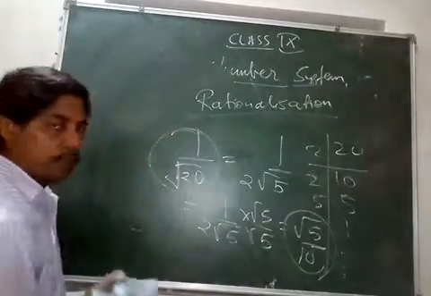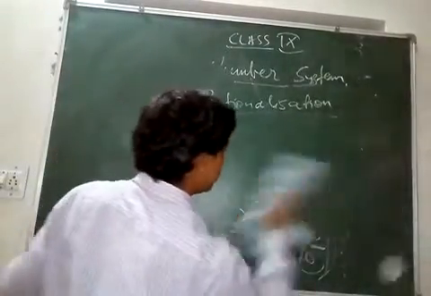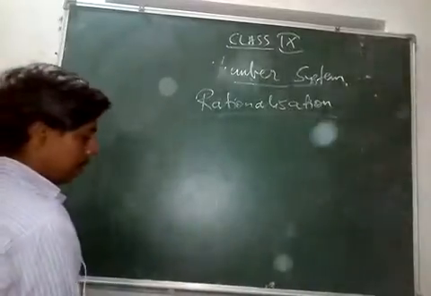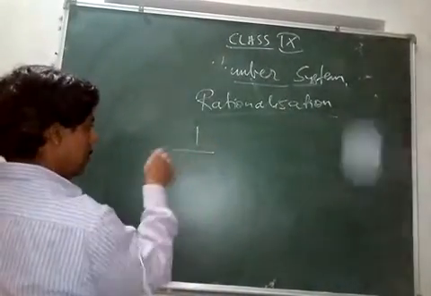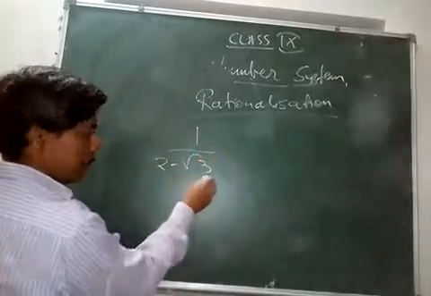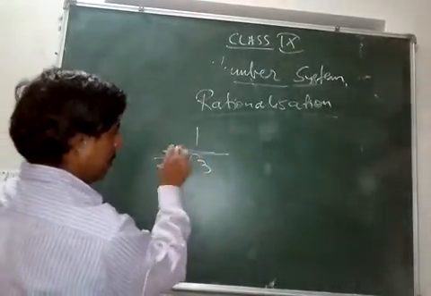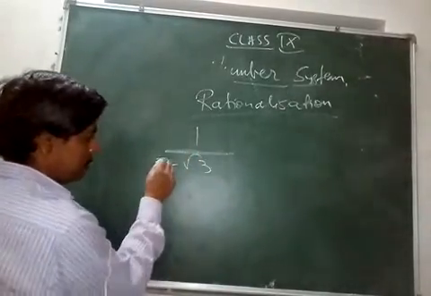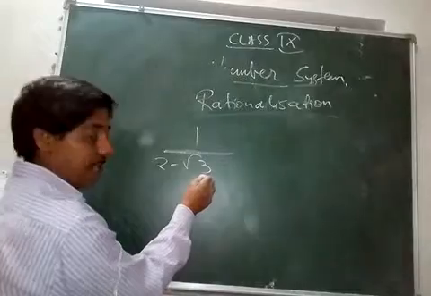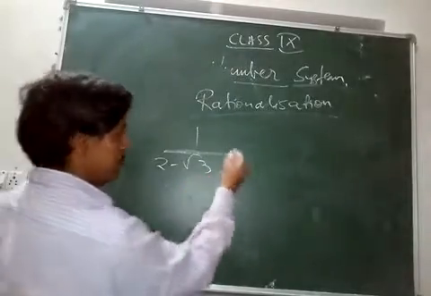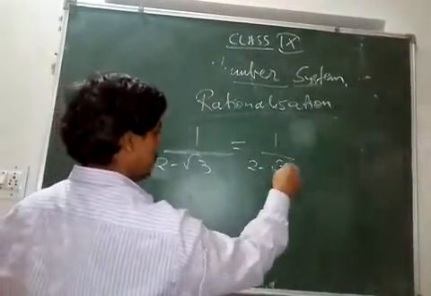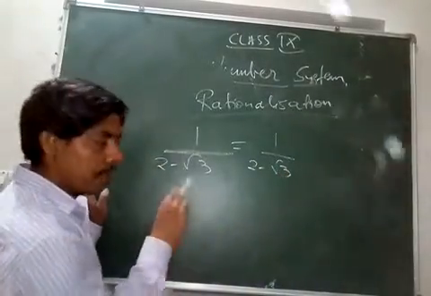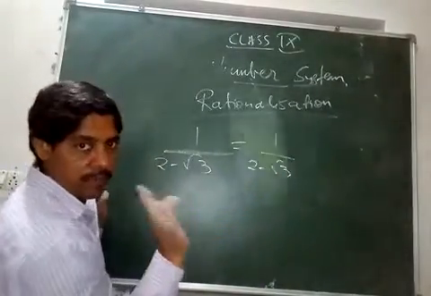Now we come to binomials. Binomials means there will be two terms, and they could be both irrational, or one rational and one irrational. Like this, 2 minus root 3. This is a binomial, two terms, and this one is rational, this one is irrational. So first let's do this one. To rationalize this, you don't have to multiply by root 3. No, that will not work.